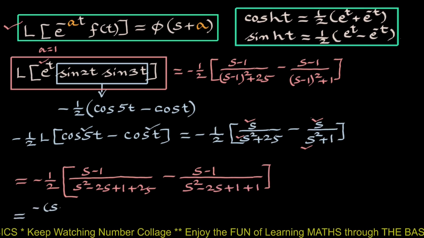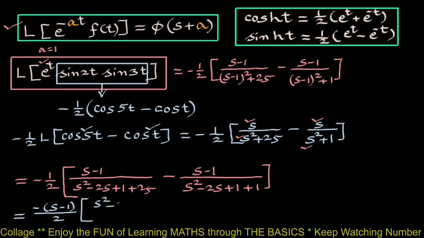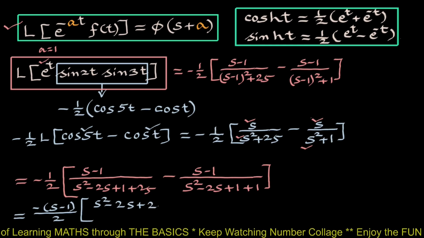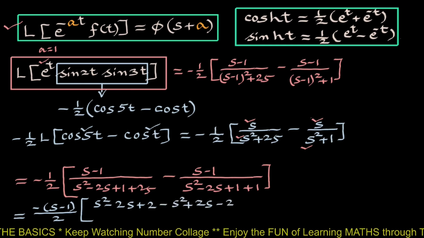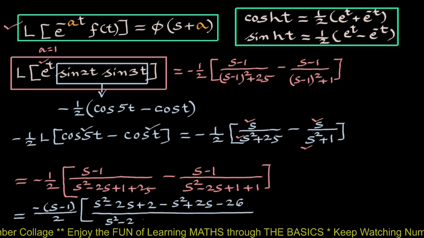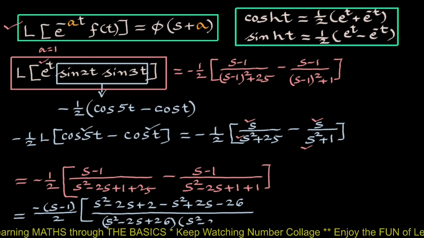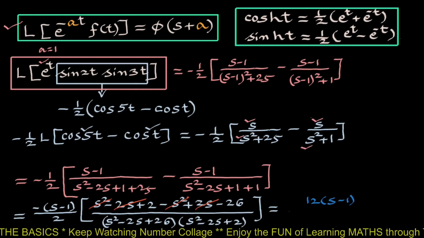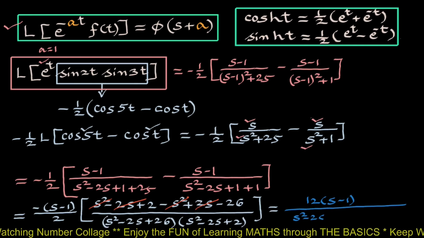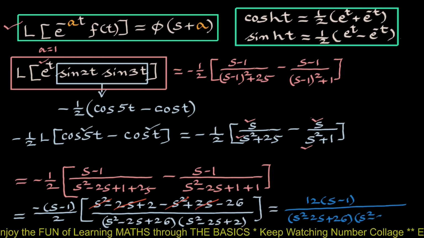This will be minus (s minus 1) upon 2 into (s square minus 2s plus 2 minus s square plus 2s minus 26) upon (s square minus 2s plus 26) into (s square minus 2s plus 2), which finally becomes 12 into (s minus 1) upon (s square minus 2s plus 26) into (s square minus 2s plus 2).